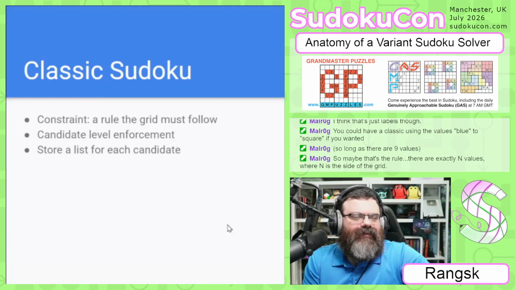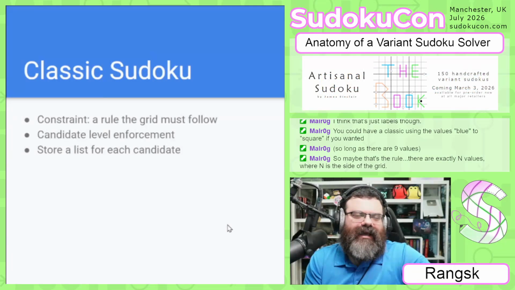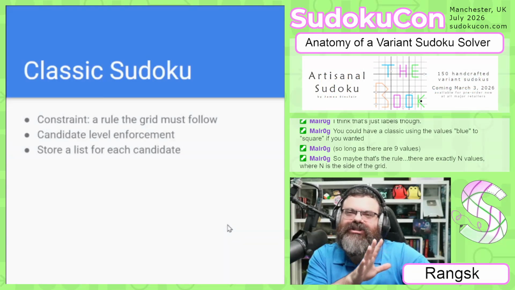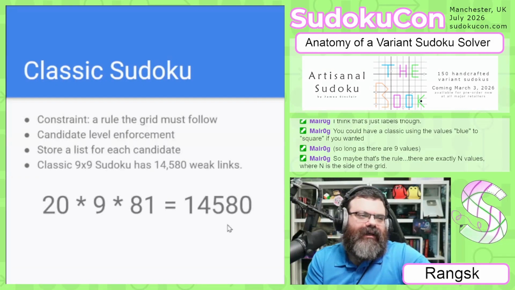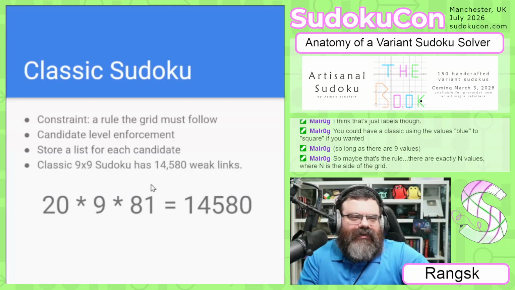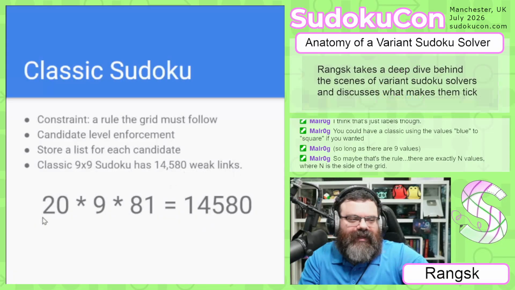Okay. Cool. And we're storing a list per candidate. And this list is shared among all copied grids, right? It's not going to change. The weak links don't change. It's just part of the rules. So a classic 9x9 Sudoku has 14,580 weak links, just to give you some perspective there.